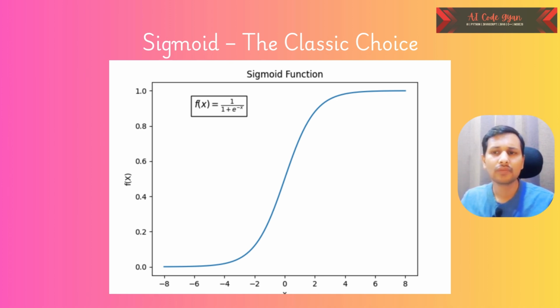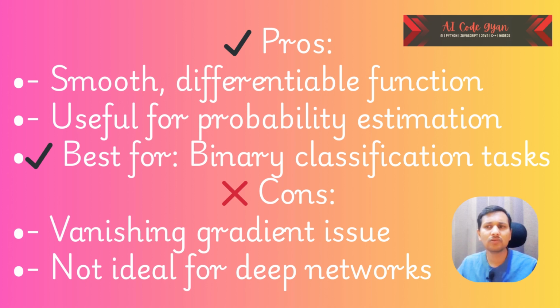Let's go to the pros. This is a smooth and differentiable function useful for probability estimation, and it is best for binary classification tasks. Cons are the vanishing gradient issue and it is not ideal for deep networks. So we don't use it for deep networks. We usually use it for binary classification tasks.